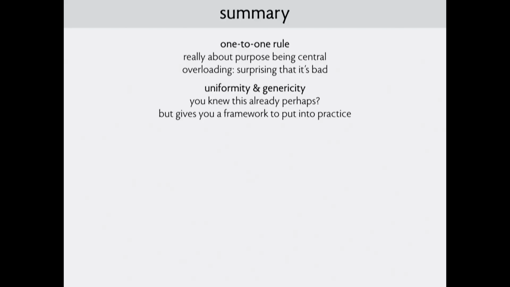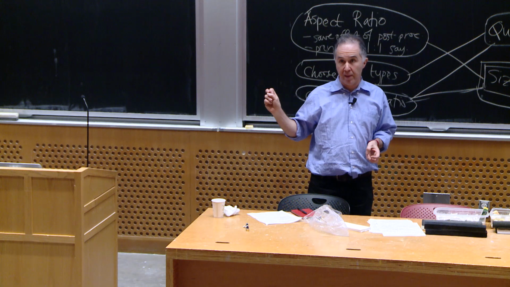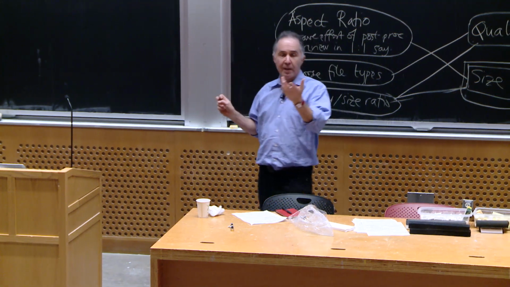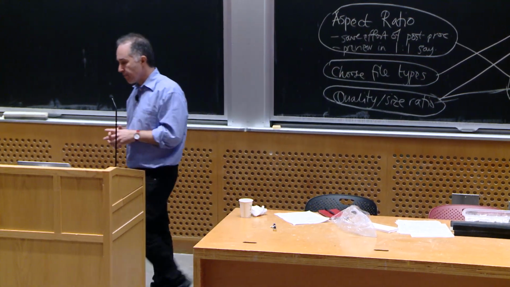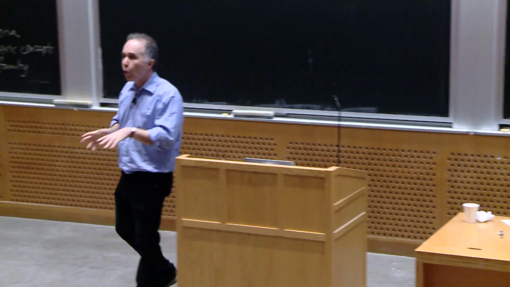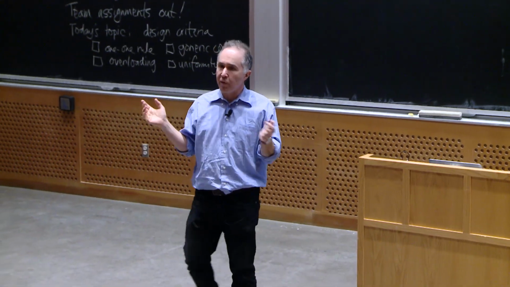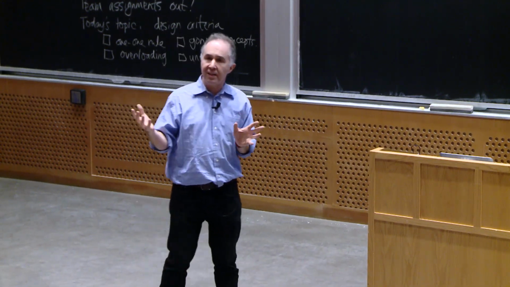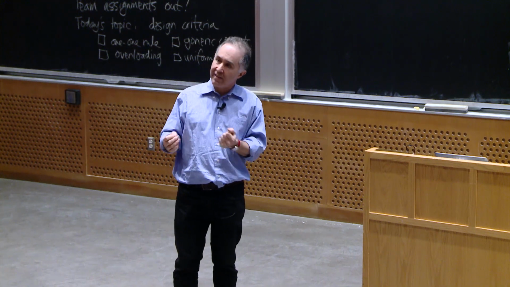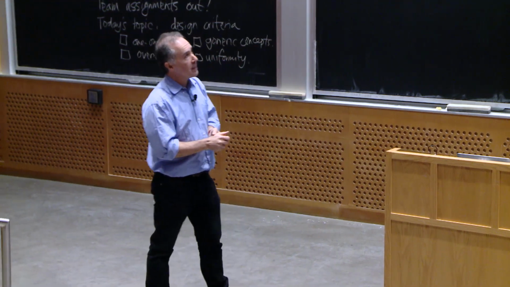Okay, so in summary, this is what we've talked about today. We've talked about the one-to-one rule, which is really, in a sense, just about purpose being central. It's really saying when you design concepts, you should know what your purpose is. And there was one bit that I think is very surprising, which is this idea that you want a concept to deliver only one purpose. As became clear in our discussion about system labels, all these heuristics have limits. These are not hard and fast rules. So sometimes it's the case that a concept can successfully deliver two purposes, but you should always be wary of that.